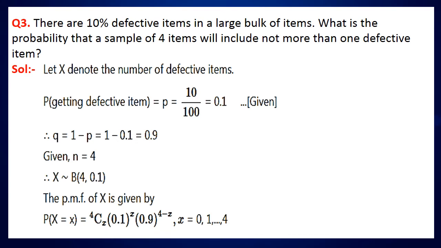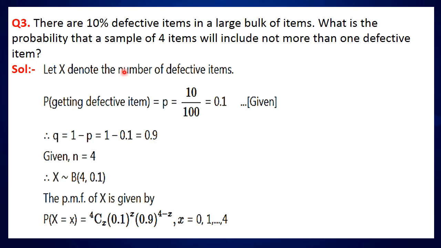Question number 3. There are 10% defective items in a large bulk of items. What is the probability that a sample of 4 items will include not more than 1 defective item? So here we define x as the number of defective items. Now P of getting a defective item: there are 10% defective items out of 100, 10 defective items. That is P of success is equal to 10 upon 100, that is 0.1. And from this we can calculate Q as 1 minus P, that is 1 minus 0.1 is equal to 0.9.